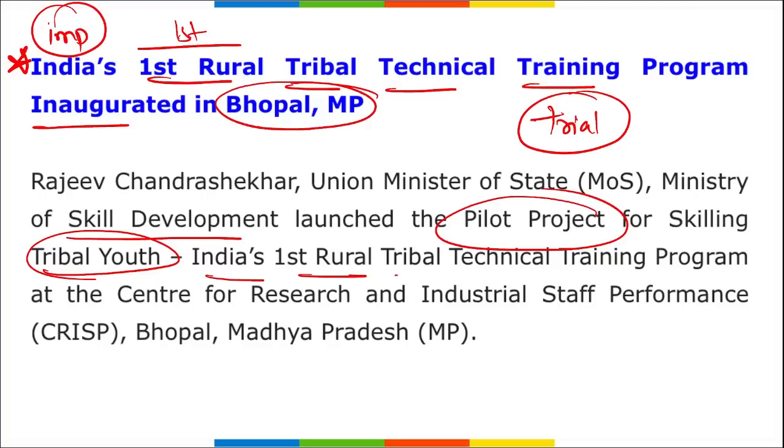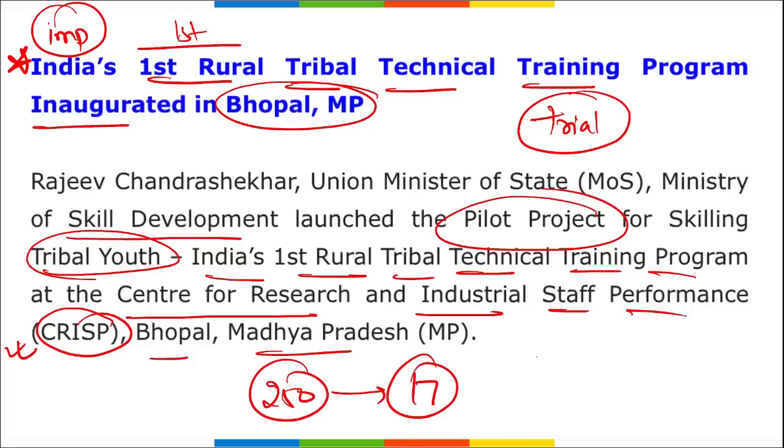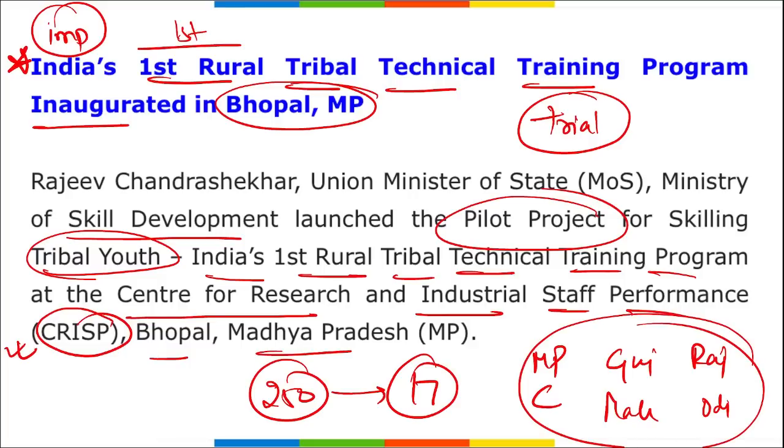That is India's first rural tribal technical training program at the Center for Research and Industrial Staff Performance, CRISP, Bhopal, Madhya Pradesh. This is the location where this first rural tribal technical program is inaugurated. All right, you have to remember the location. Then remember, this project aims to train around 250 beneficiaries for 17 clusters of 17 districts selected from the 6 states of India. They are Madhya Pradesh, Chhattisgarh, Gujarat, Rajasthan, Maharashtra and Odisha. These are the states from which 250 beneficiaries will be selected amongst the 17 clusters of 17 districts from these 6 states, and then they will be provided with various industrial skills. And this is the first rural tribal technical training program we are talking about that has been launched in Bhopal, Madhya Pradesh.